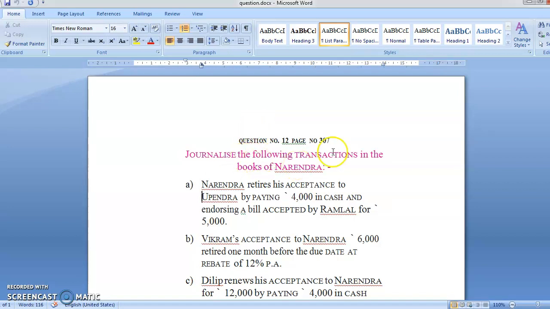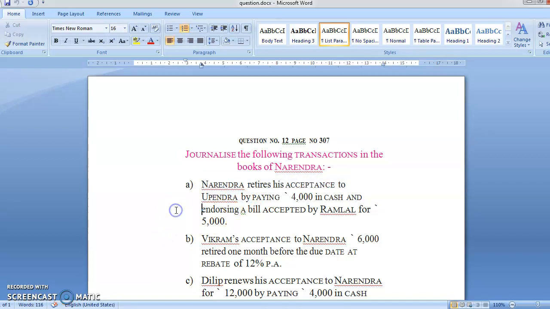Now see, journalize the following transactions in the books of Narendra. They are asking you the journal entry in the books of Narendra. So whatever transaction you deal with, you deal with it from Narendra's point of view. In accounts you have to understand whose position you are standing in, because a person can be a drawer, and at the same time the person can be a drawee also. So you have to understand what role you are playing in that transaction.